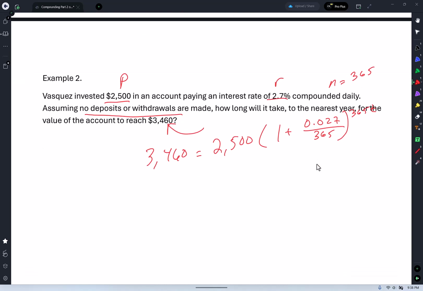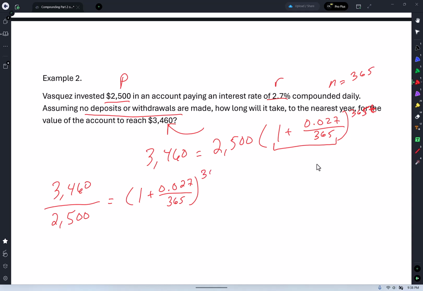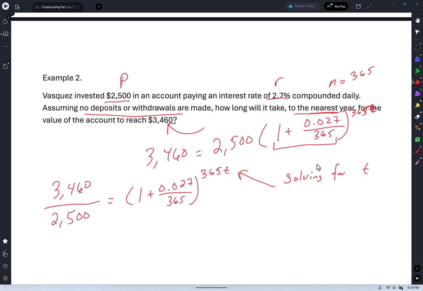And sorry, guys, I know that my handwriting is really sloppy here. So divide, this is a product, 2,500 times this, times 1 plus 0.027 over 365. If you think it's easier to just create a number there, that's fine. So divide. So here's what I have. 3,460 over 2,500 equals 1 plus 0.027 over 365, parentheses, to the 365t. You're trying to solve for t. It says to the nearest year, guys. So you're solving for t.